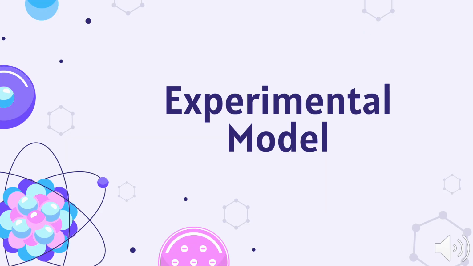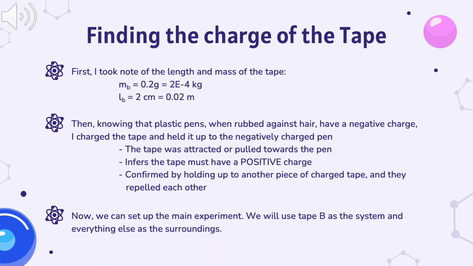Now let's take a look at our experimental model. First, we need to find the charge of the tape. I took note of the length and mass of the tape, and then, knowing that plastic pens, when rubbed against hair, have a negative charge, we can determine the charge of the tape by charging it and holding it up to a negatively charged plastic pen. If the tape is attracted to the negative plastic pen, then we know that it must be positive, but if it is repelled, then they must be negative.